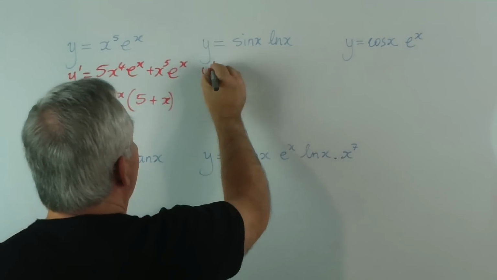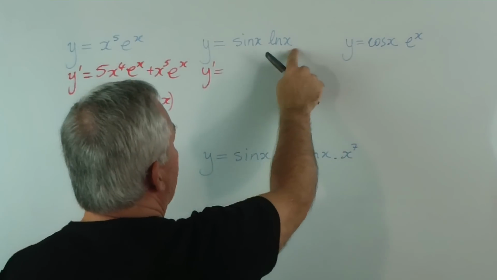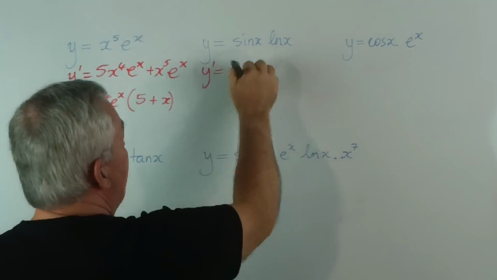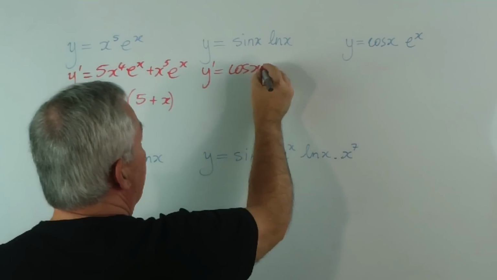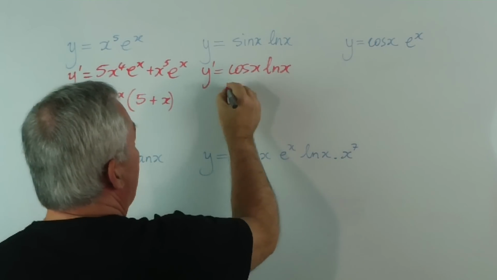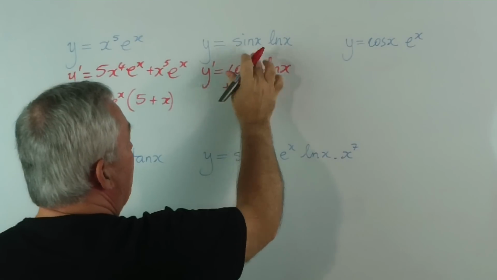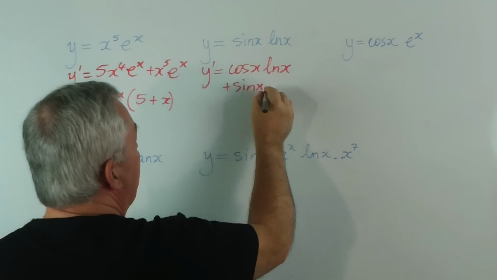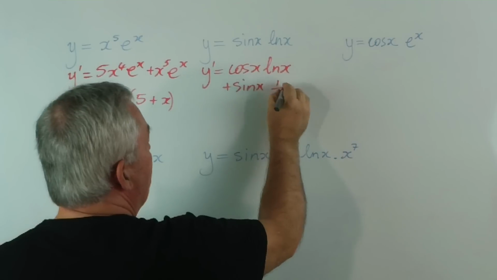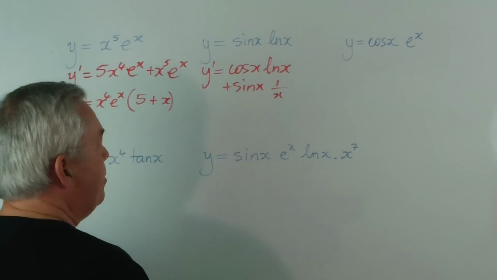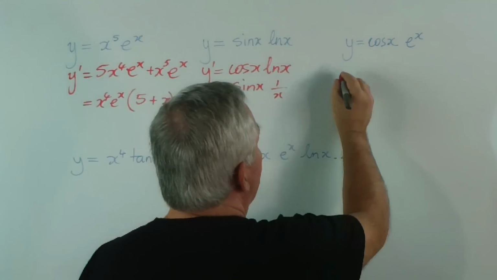This one, we have a sine function times a logarithmic function. The derivative of sine is cos x. Leave the log alone. I write underneath the next expression. We leave the sine function alone, and we find the derivative of the logarithm, which is 1 on x. I'll just leave that as it is.